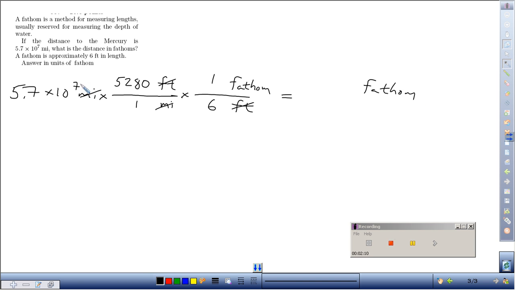So I've got 5.7 times 10 to the 7th times 5,280 divided by 6. With the 6 on the bottom, I'm going to divide by it. And that'll give me my answer for number of fathoms.